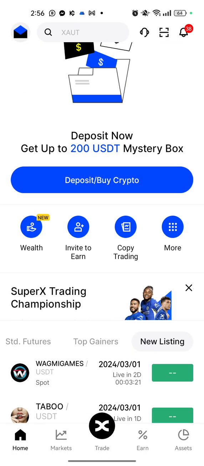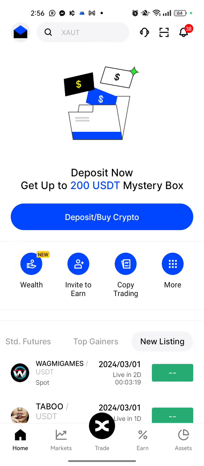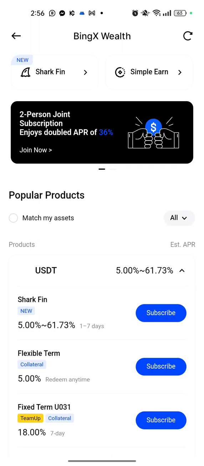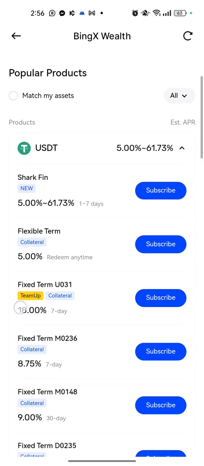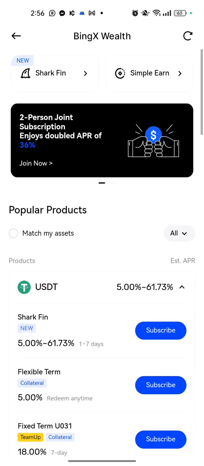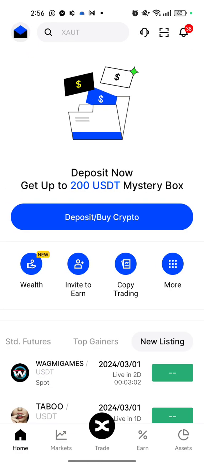Okay, going back, there is the wealth option, BingX Wealth. I will see what the wealth option is. Okay, let's see. Shark Fin, flexible, term. If we want to subscribe we can, but these are haram, or featured also haram. Invite, one-click copy trading.